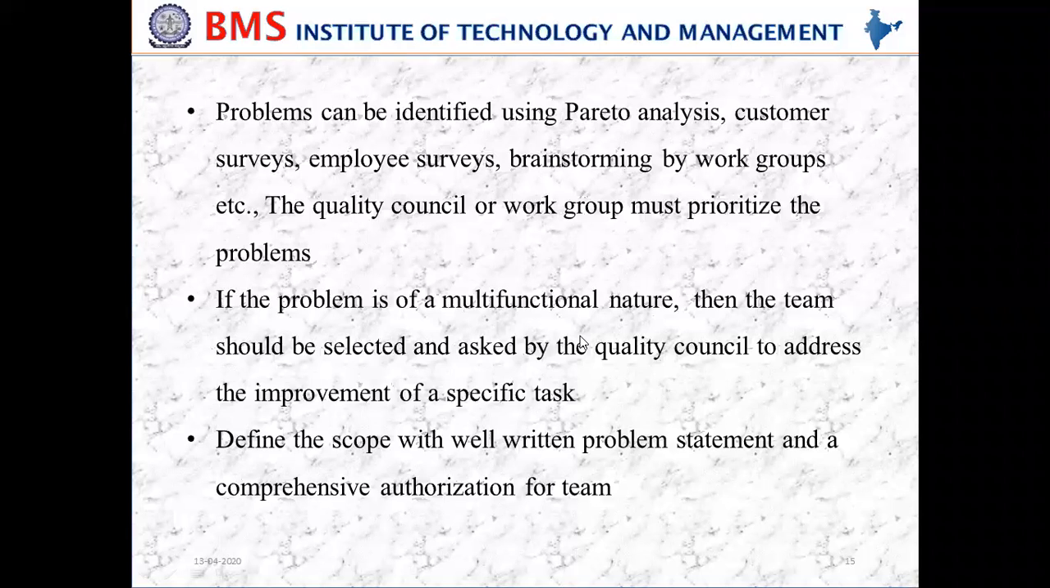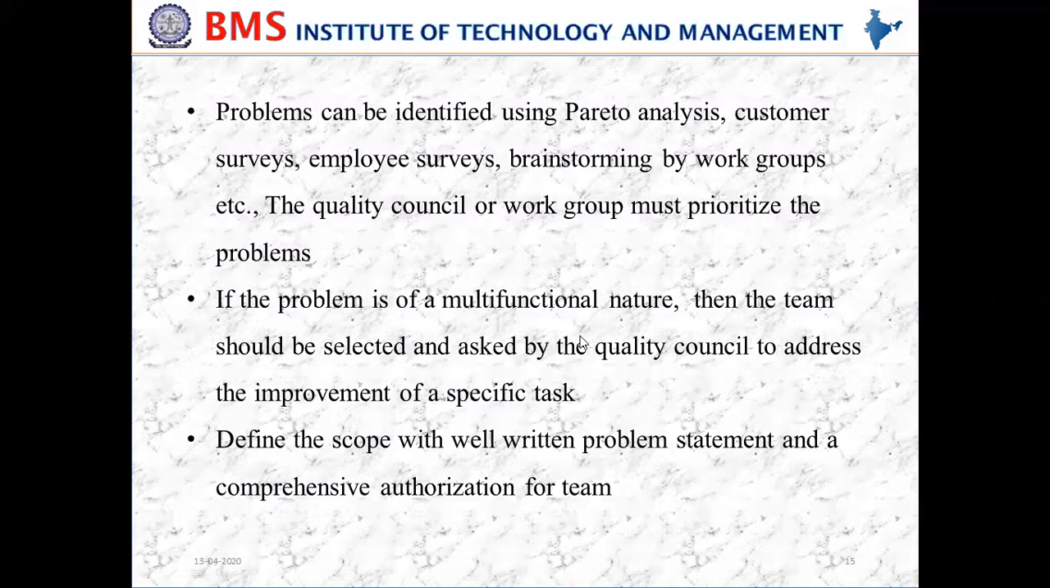And if the problem you have identified is of multifunctional nature, then a team should be selected and asked by the quality council to address the improvement of the specific task. As I told you, there are three parts. First one is the identification of the problem, which can be done by Pareto analysis, customer surveys, employee surveys, brainstorming, and all those. After identifying and prioritizing the problem, the next step is team formation.